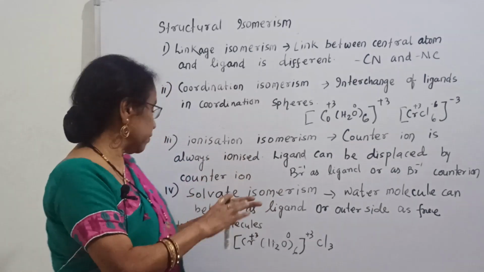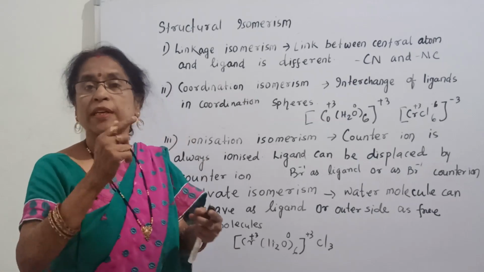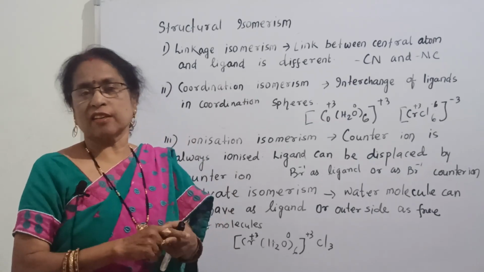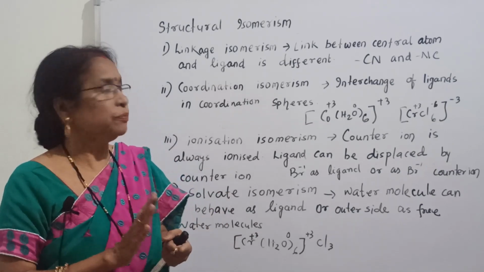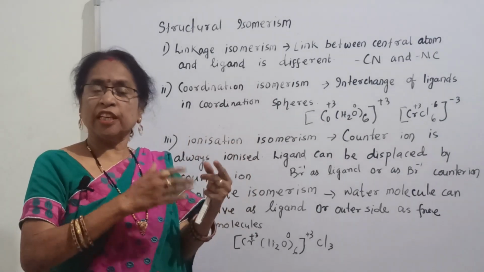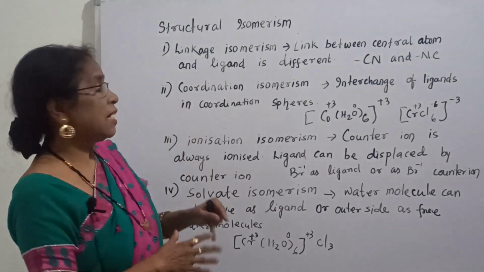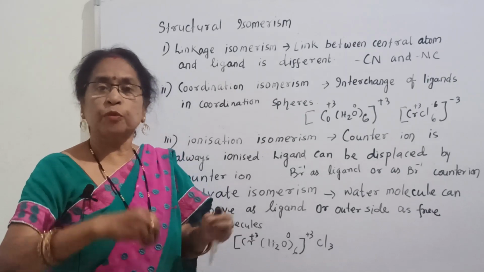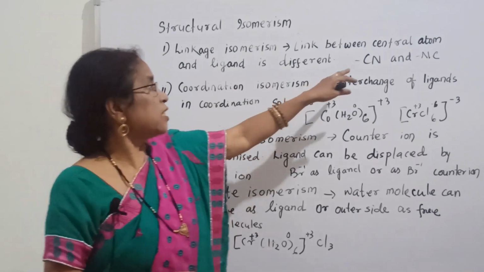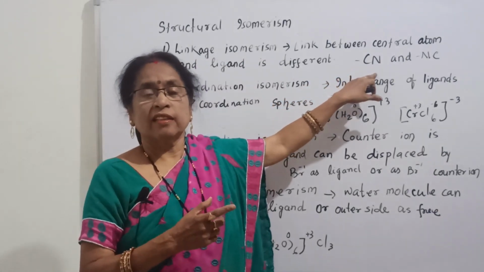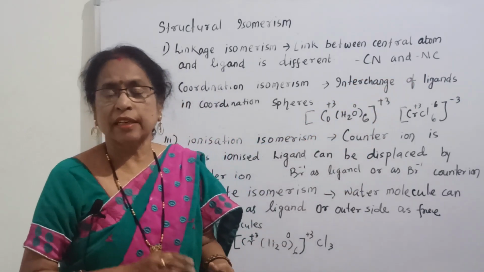This is the difference between solvate isomerism and ionization isomerism. In ionization isomerism, ions are displaced but act as a counter ion outside and act as acid radical. And the water molecule, if it goes outside, behaves as a free water molecule. Similarly, in coordination isomerism, the ligands can be exchanged between two coordination spheres. And linkage isomerism means the link of the atom towards the central metal atom can be changed. Here you can see on one side C and cyano, that means C is attached to the central metal atom, whereas N is attached to the central metal atom.